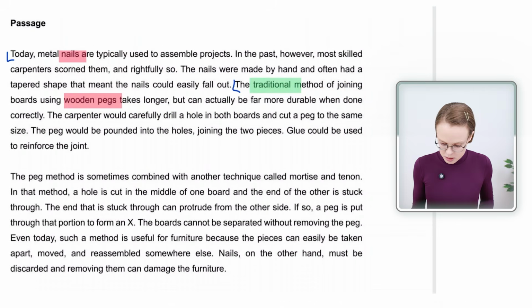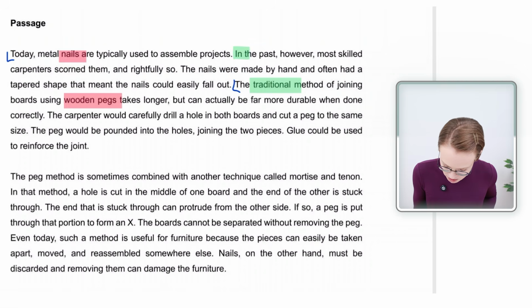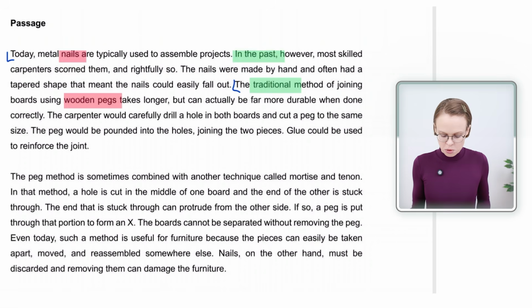And this is emphasized by the fact that here it says in the past. In the past, most skilled carpenters scorned metal nails, and the traditional method of joining boards using wooden pegs takes longer, but can actually be far more durable. So traditionally, in the past, they used wooden pegs instead of metal nails.